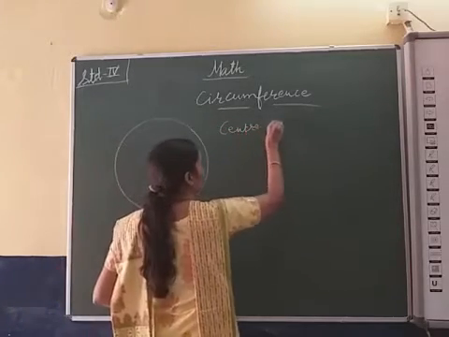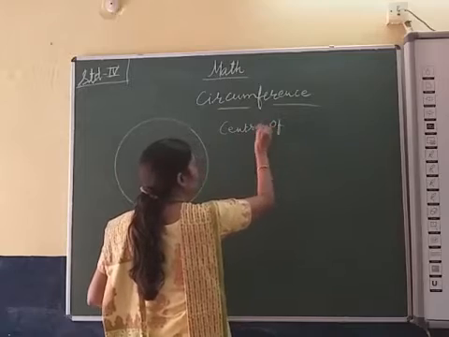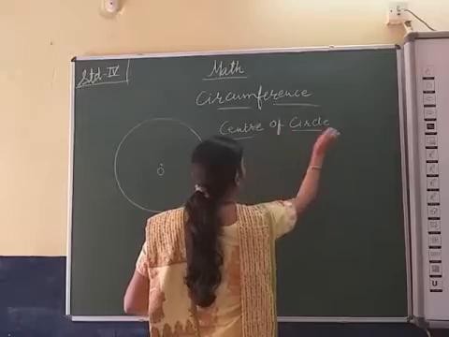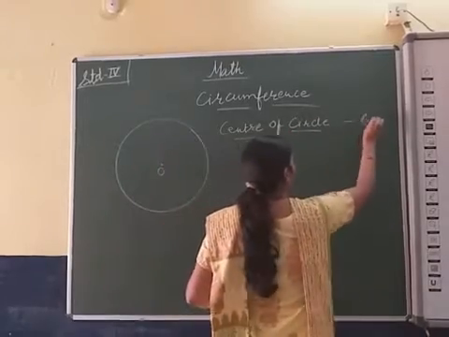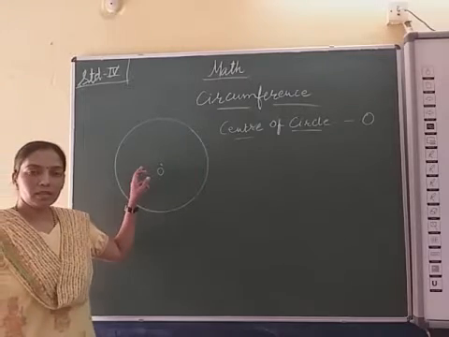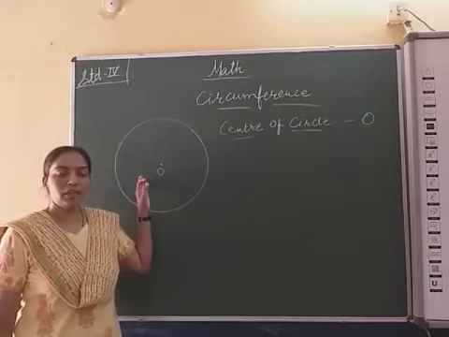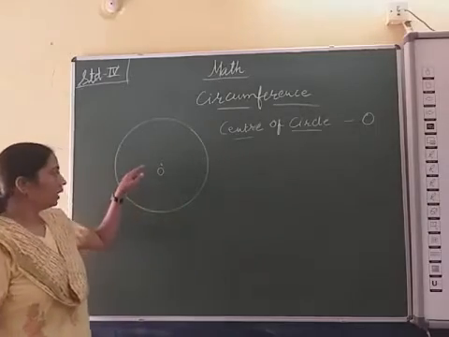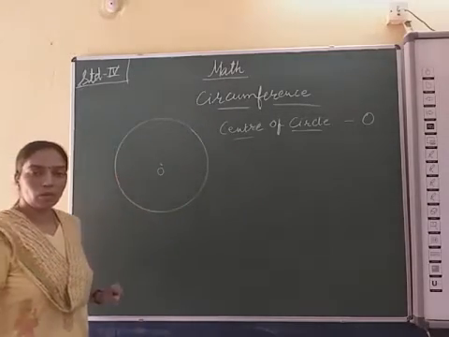Center of the circle we give the name O. The point between the circle, in the center of the circle, that point we indicate as O.